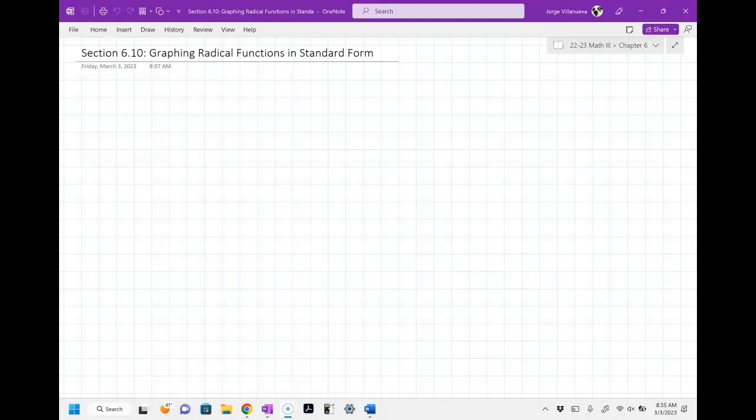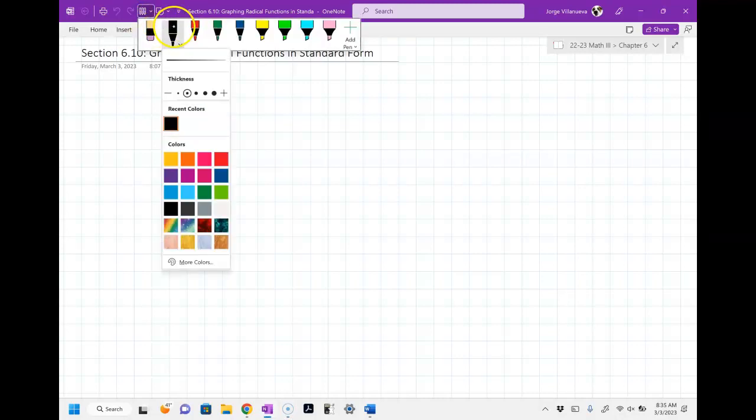All right, so in section 610, we're just going to be graphing. Everything's going to have to be like a graph, okay? So we're going to be graphing square roots. Like I said earlier, square roots only, no cubed roots, no fourth roots, nothing like that. So it's the most basic of the radicals. And let me just write down the standard form for us here, okay?